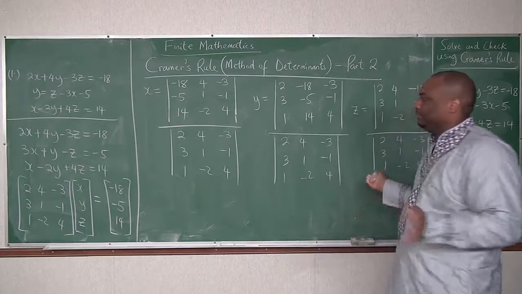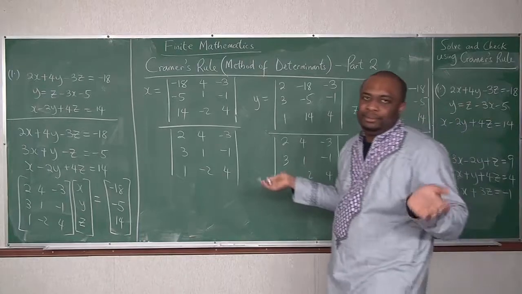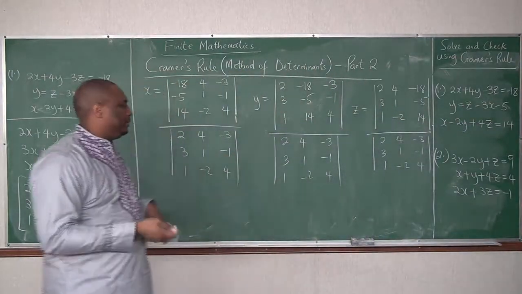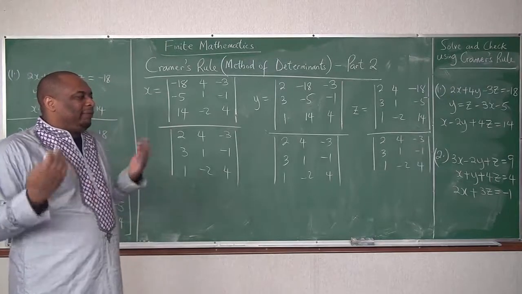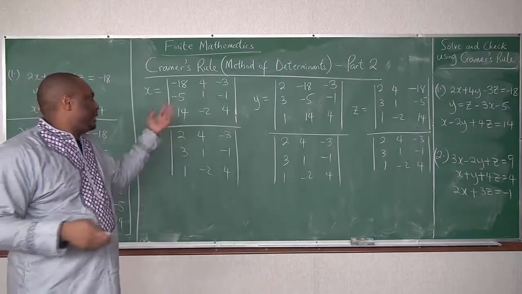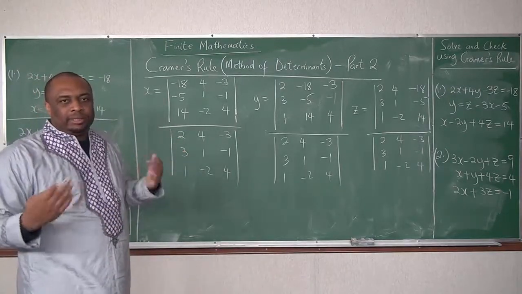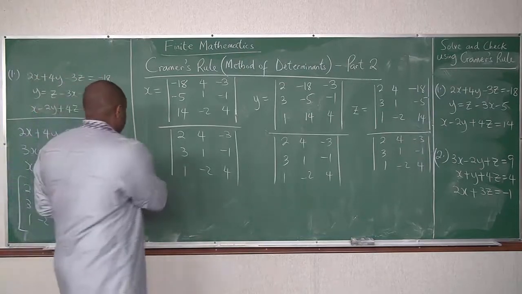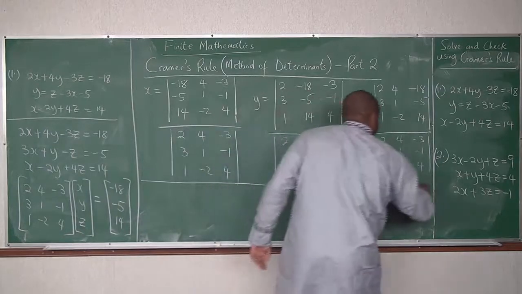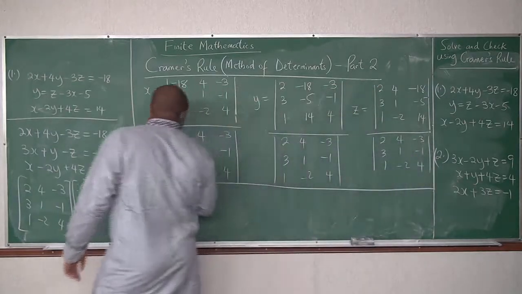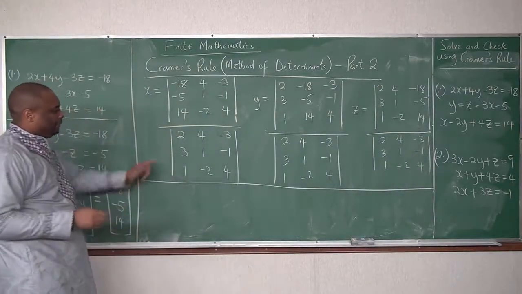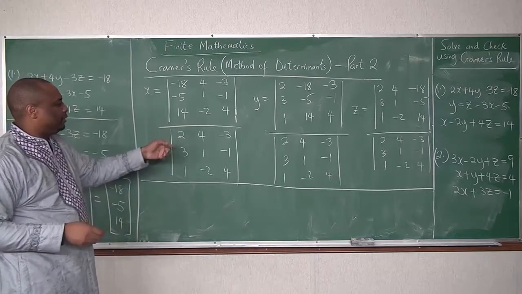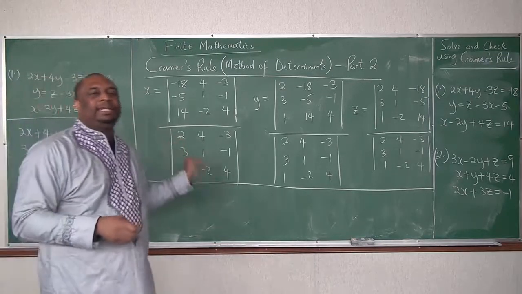So you see that they have the same denominator. So if we want to find x, y, z, can we just go ahead and find the denominators first? Can we do that? Saves us time. So if we find the determinant of the denominator.